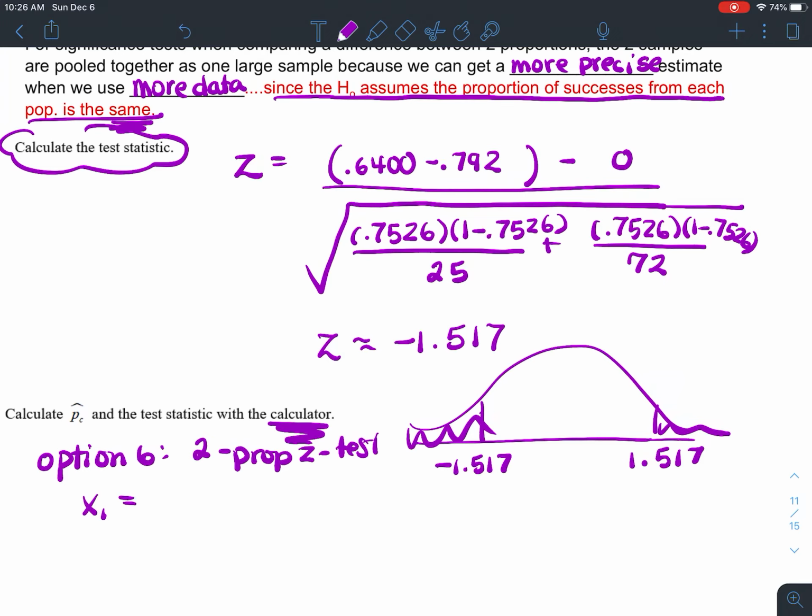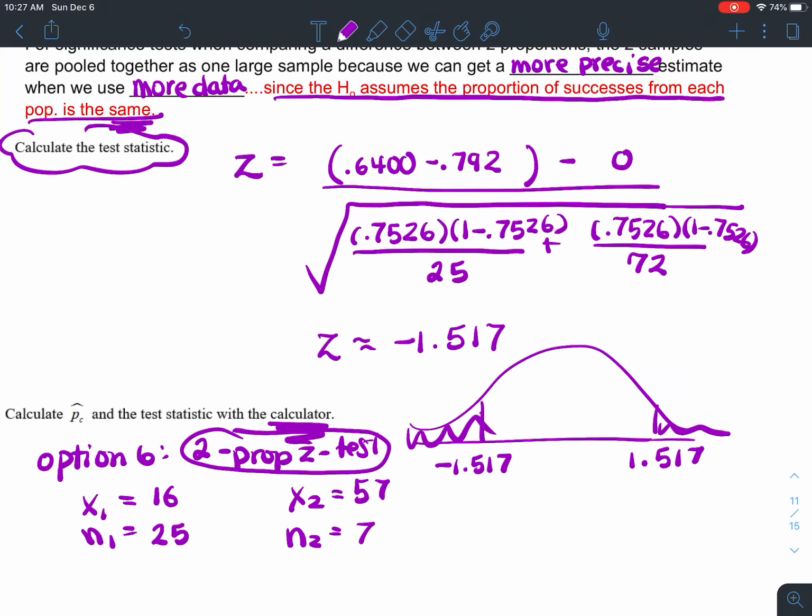Okay, when you select 2-prop z-test, it's going to ask you for these inputs. You want to make sure that you're always reporting whatever inputs it is asking you to write down, and that you always identify the name of the test. x sub 1 is number of successes from sample 1, and n sub 1 is the sample size. We'll write that same thing down for the second sample, and then you want to make sure that you're choosing the correct direction for the alternative hypothesis.